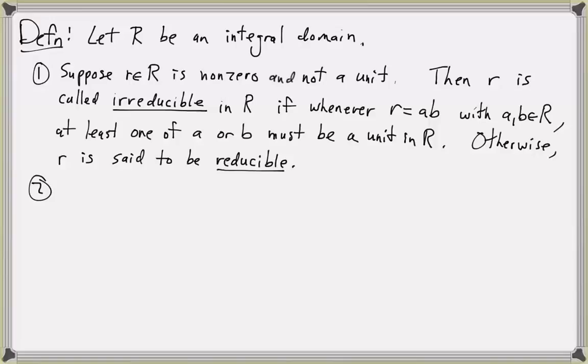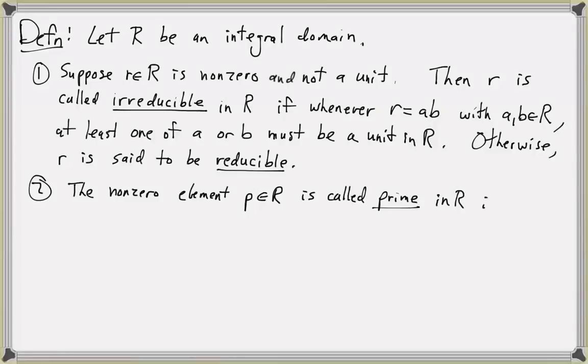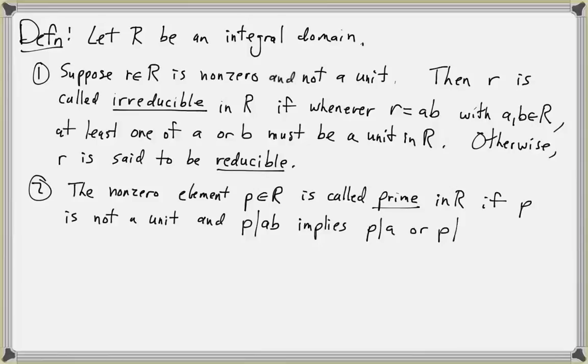Secondly, the non-zero element P in R is called prime in R if P is not a unit and P divides A times B implies P divides A or P divides B.